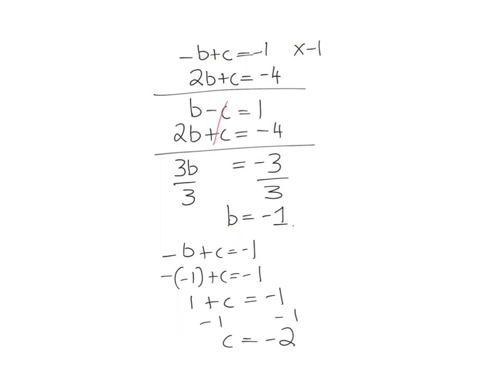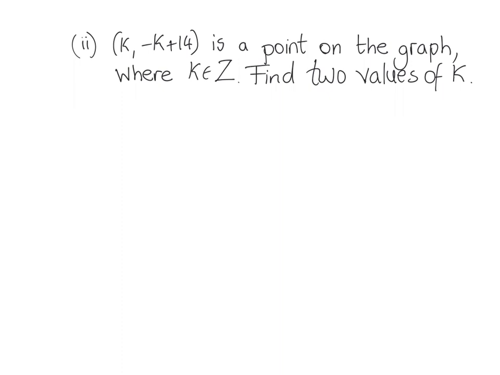So what we get then, if we go back to the start, it said that f of x is x squared plus bx plus c. We know b and c now, so this becomes x squared minus 1x minus 2. Now, if you can remember back to the start of this question, part 2 said that k and minus k plus 14 is a point on the graph, where k is an element of z. Remember that z is an integer, and an integer is a positive or negative whole number. And it just tells us to find two values of k.